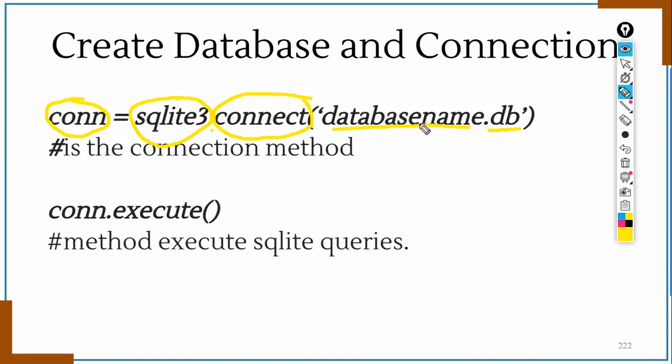It will create the database file, establish the connection with that file, and store that connection inside this con object. So whenever we want to execute queries, we can directly fire the queries on this connection object, con.execute. It will execute the SQLite query.